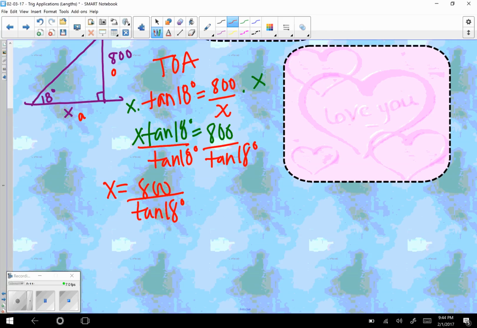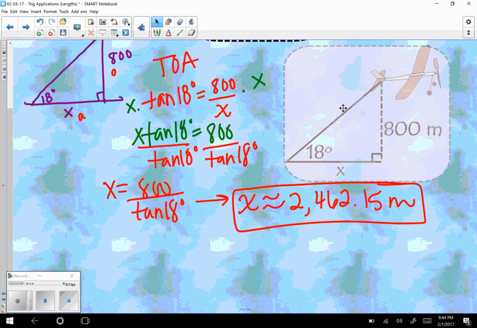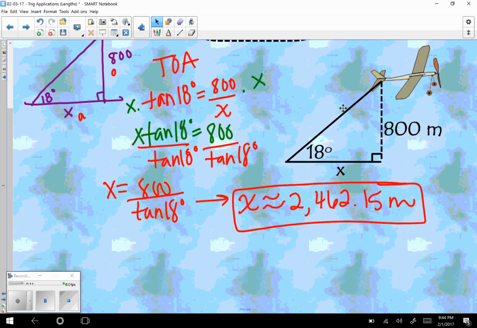Even though that looks different than what you've been doing, you can still plug that straight into your calculator. So do 800 divided by tangent of 18 degrees, and it's going to give you the value. So x is approximately equal to 2,462.15 meters. That's how far it has flown horizontally. Okay, let's see what this picture looks like. See, their plane's prettier.